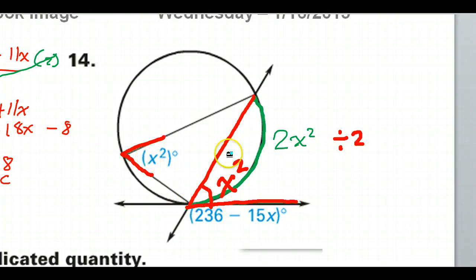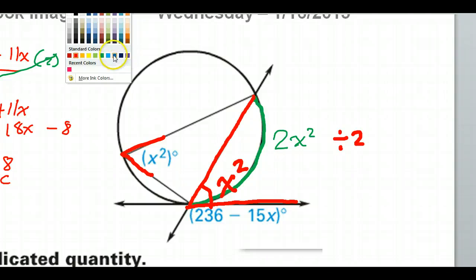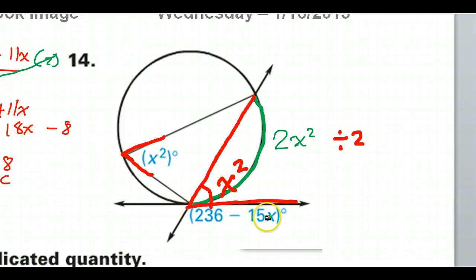They're both half of the green arc, so they both had to be the same thing. So fine, this is x squared. Great. Now what? There's still one more leap in logic that you need to make. You need to see that the x squared and the blue angle, this is supposed to be the angle down here, by the way, just to be clear. All right, this 236 minus 15x, that's this angle down here that goes like this.